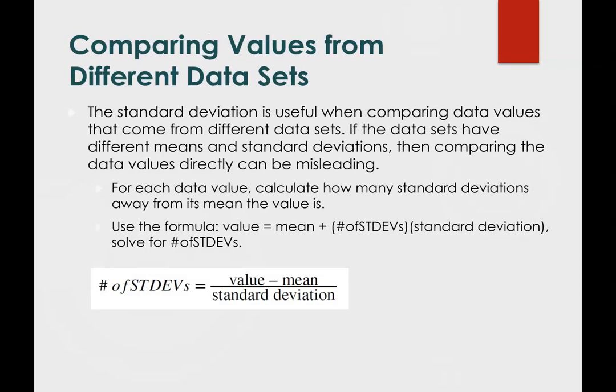When we want to compare values from different data sets, we need to boil it all down so that instead of apples and oranges, we have apples and apples. So the standard deviation is useful when comparing data values that come from different data sets. If the data sets have different means and standard deviations, then comparing the data values directly can be misleading. So we want to look at the number of standard deviations away from its mean value. We're going to use this formula: the value minus the mean, divided by the standard deviation.